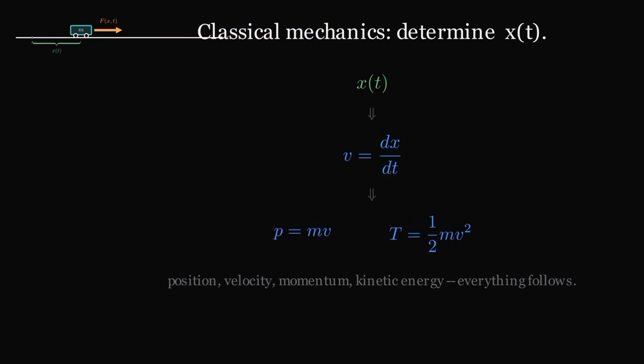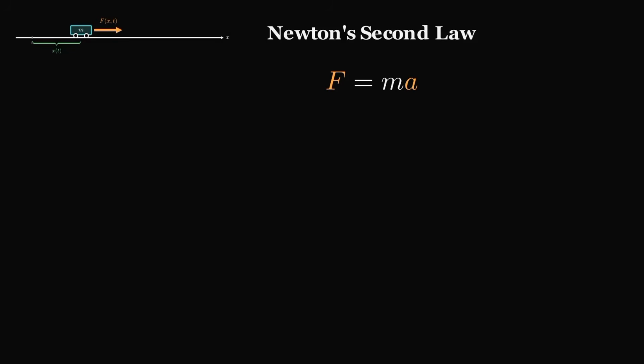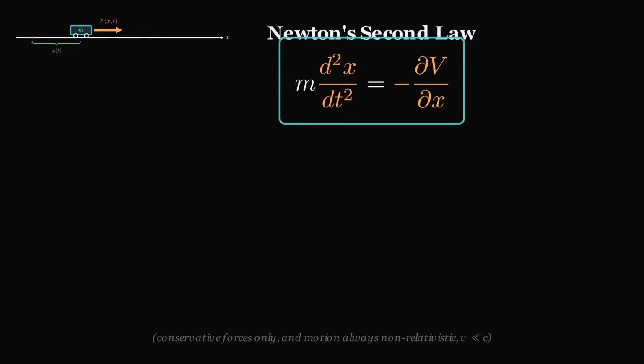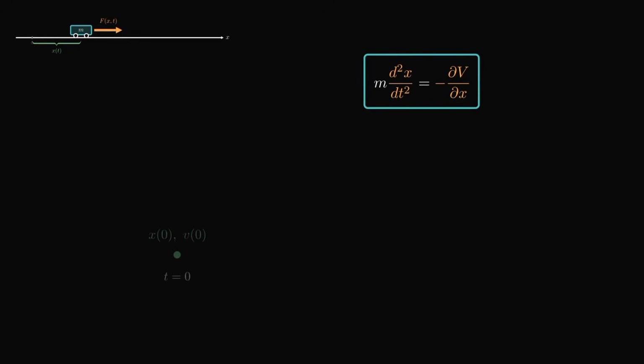So how do you actually calculate x of t? Newton's second law: force equals mass times acceleration. Acceleration is nothing but the second derivative of position, d²x over dt². And if the force happens to be conservative, which for most of this course it will be, we can write it as a negative derivative of potential energy. Put that into Newton's law, and all of classical mechanics collapses into one differential equation: m times the second derivative of x with respect to t equals negative partial derivative of V with respect to x.